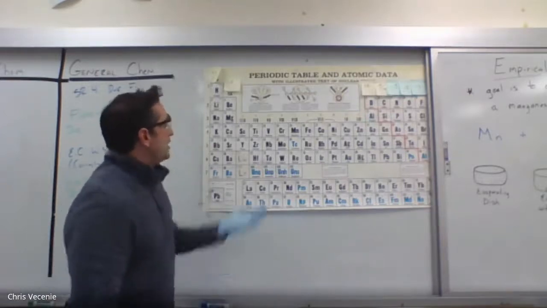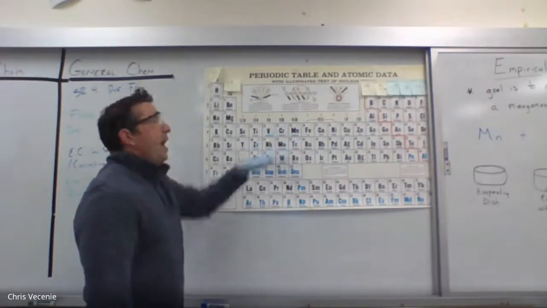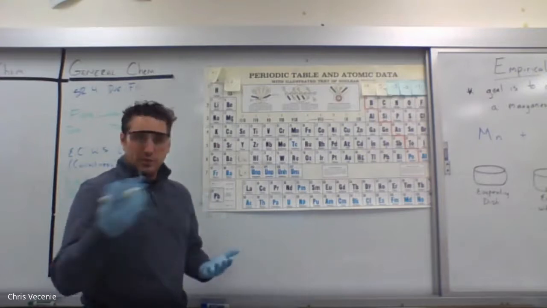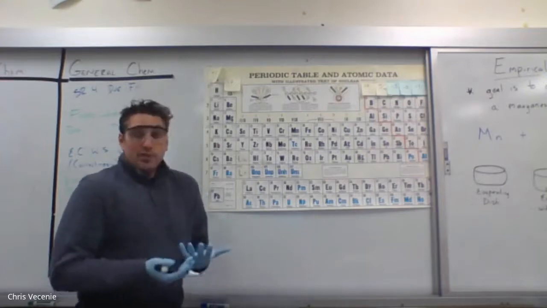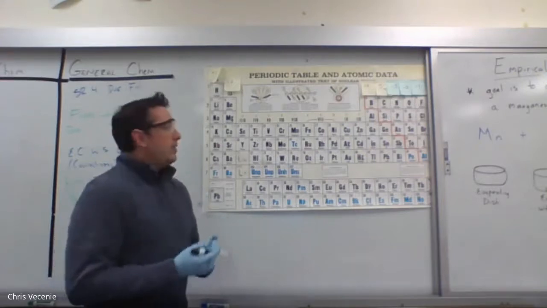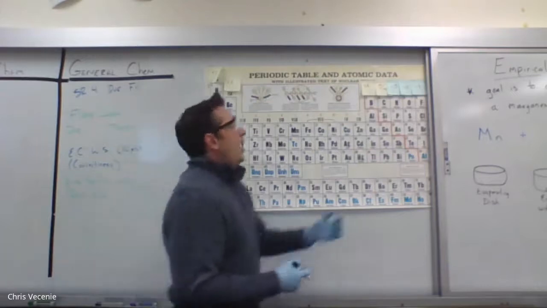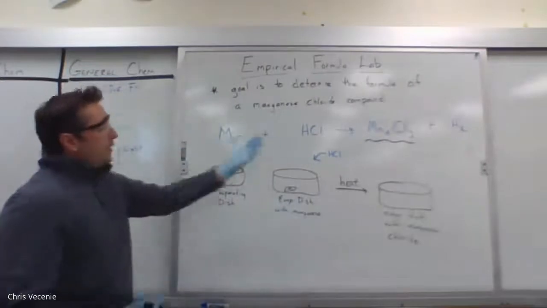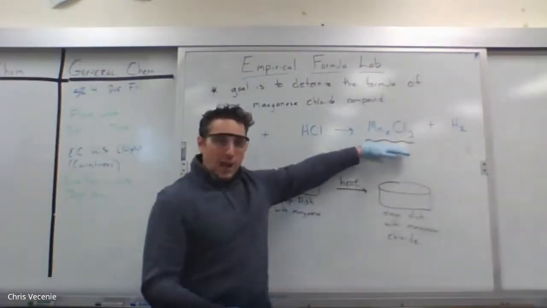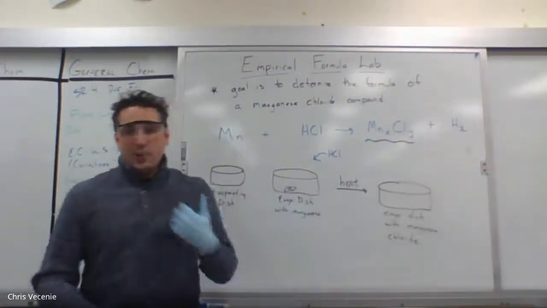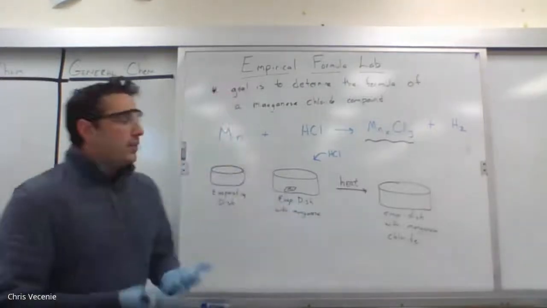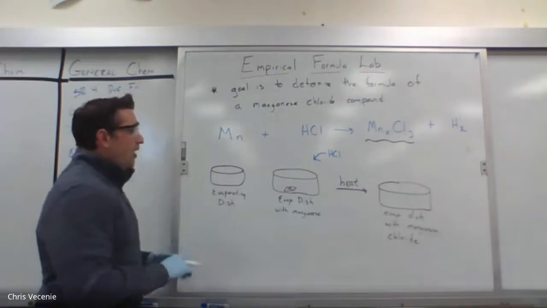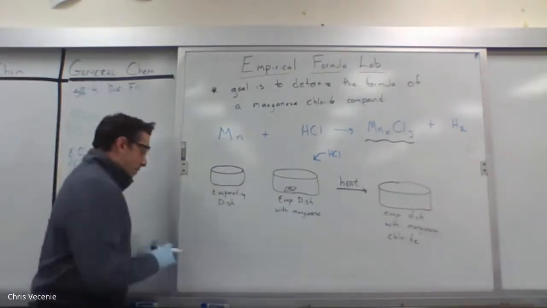Because manganese has the ability to carry multiple charges, +2, +3, +4, we have to do an experiment to see which version we are currently working with. So that's what today's goal is in the lab. We want to figure out what's the formula of our manganese chloride compound. And once we have that, we would know what the oxidation state or the charge on the manganese is. All right, so how are we going to make that happen?